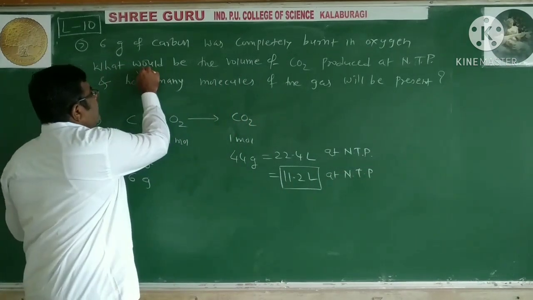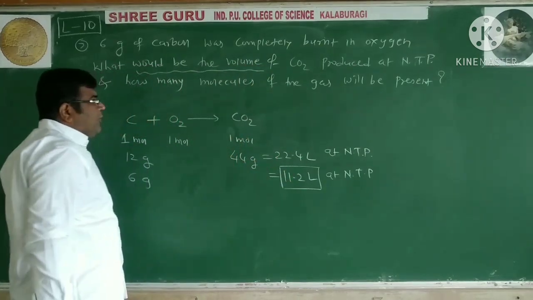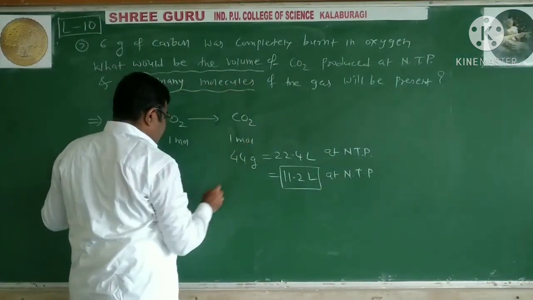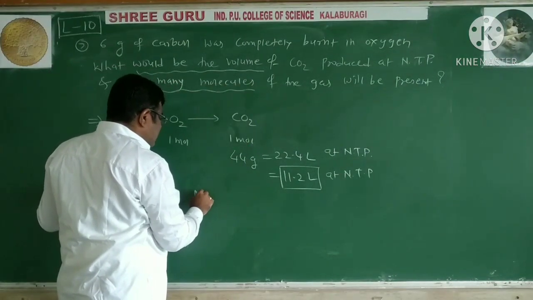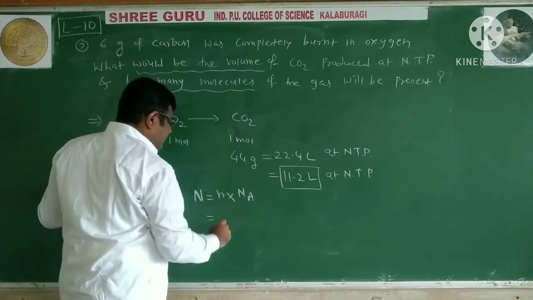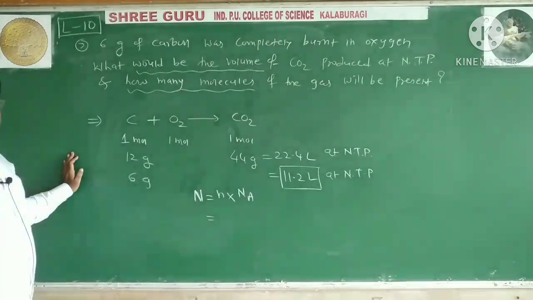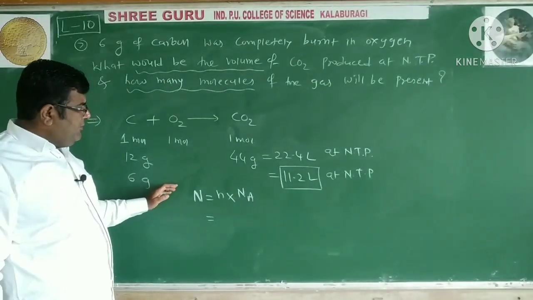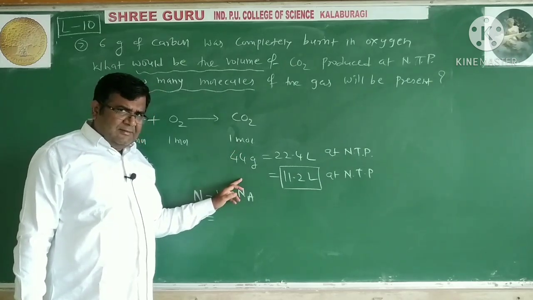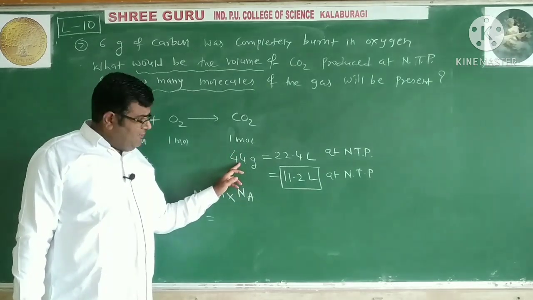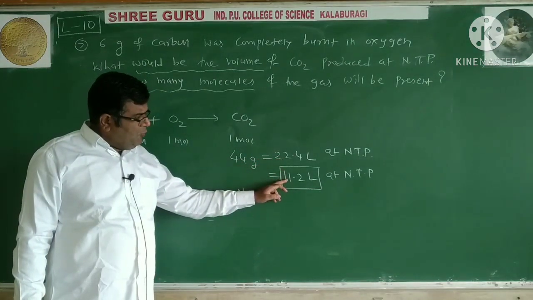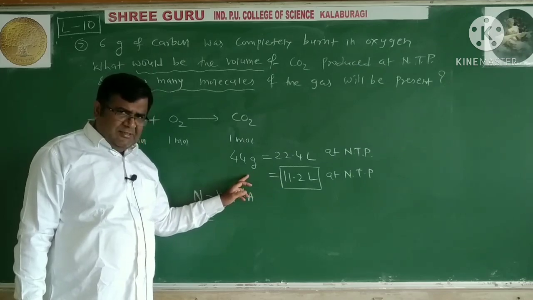So, what would be the volume? We said 11.2 liters. How many molecules? Number of molecules is equal to number of moles into Avogadro number. Number of moles can be written as mass by molecular mass. Mass is 22 gram here because 44 gram corresponds to 22.4 liter, so 11.2 liters corresponds to half of this, 22 gram.